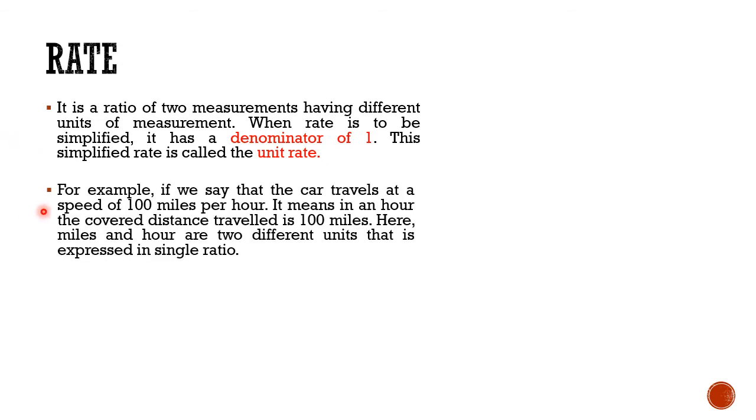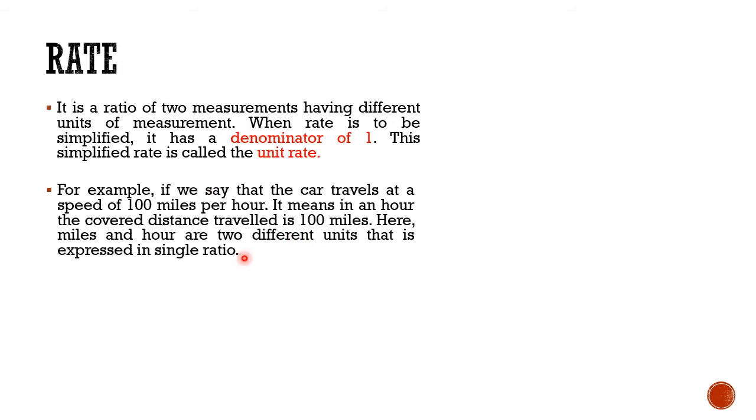So for example, if we say that the car travels at a speed of 100 miles per hour, it means in an hour, the covered distance traveled is 100 miles. Here, miles and hour are two different units that are expressed in a single ratio. So, yun nga. Yung example natin, 100 miles per hour. Na kung saan daw, in an hour, nakakakuha tayo ng distance traveled na 100 miles.